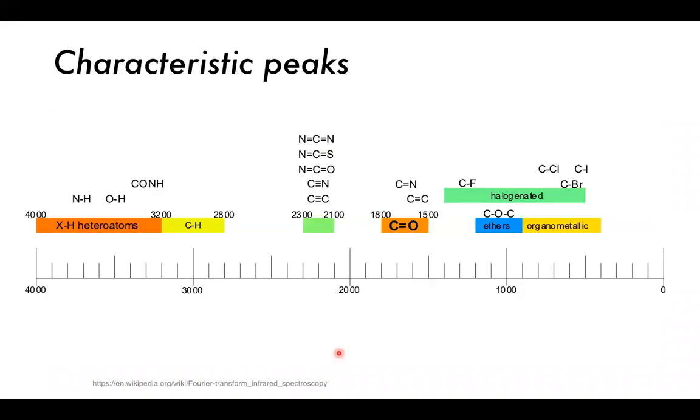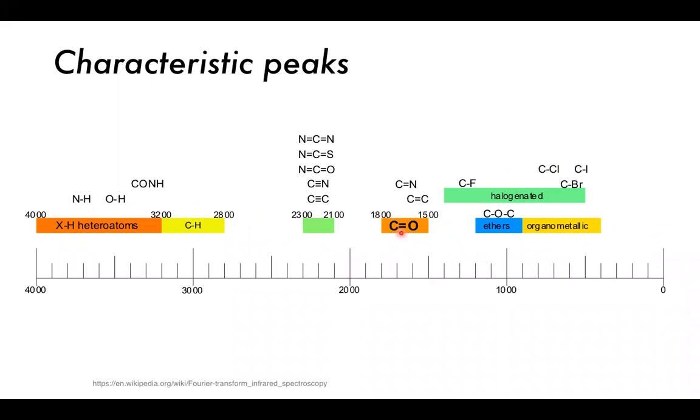So we have a bunch of characteristic peaks here. We have different spectral regions. In the low regions, from about 400 to about 1,000, we have things like CF bonds, CCl bonds. We have ethers, this COC bond structure. We have organometallics, so carbons bonded to metals and things like that.